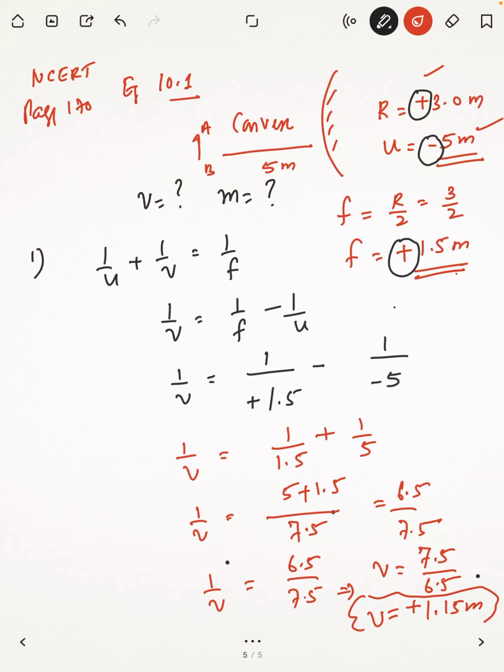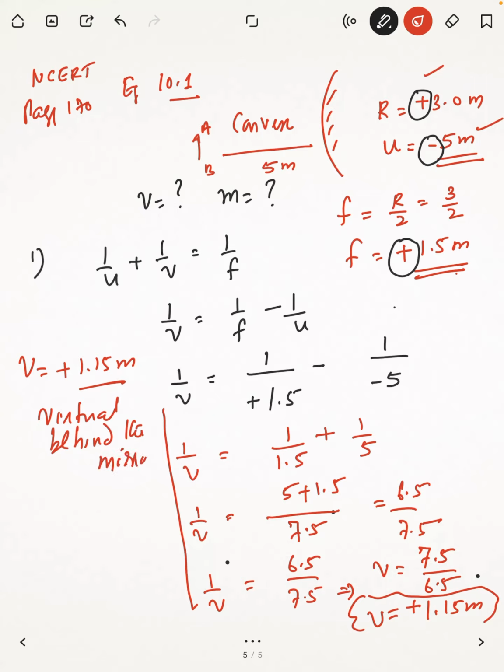So the first part is completed. The value v is equal to plus 1.15 meter. It's a virtual image behind the mirror. Behind the mirror we are getting the image. That is why it is positive. Now we have to find out the size.